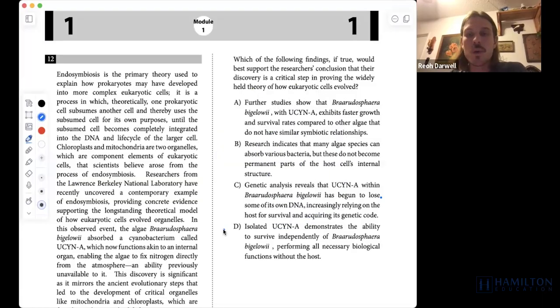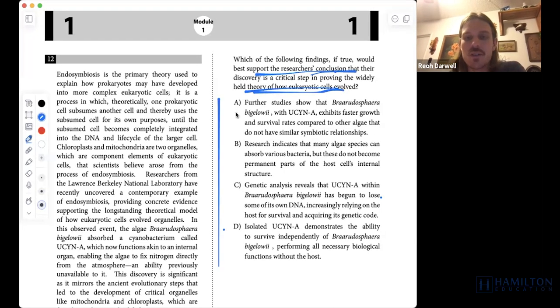All right, so for question 12, we're looking for two things coming from our question. We're looking to, one, support the researcher's conclusion and understand the theory of how eukaryotic cells evolved, right? So we need to understand how, and we need to find an answer choice that upholds or proves the theory of eukaryotic cell development.